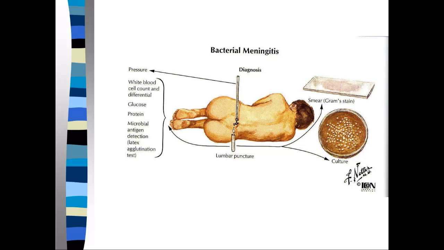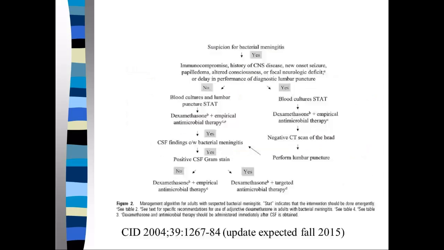So this is from Netter, and it just, of course, reminds you of some of the traditional studies that are obtained in bacterial meningitis. And once again, we thought that the community-acquired pneumonia guidelines were old. Well, would you believe that it's now been 10 years since the bacterial meningitis guidelines were updated? But fortunately, if you look at the idsociety.org website, an update is expected in the fall of 2015.